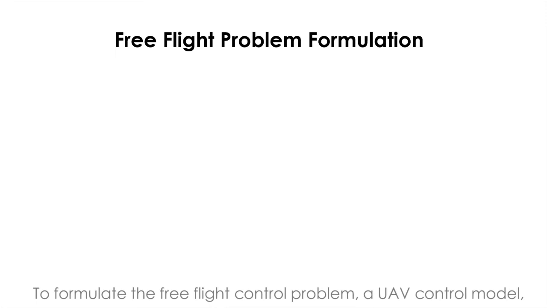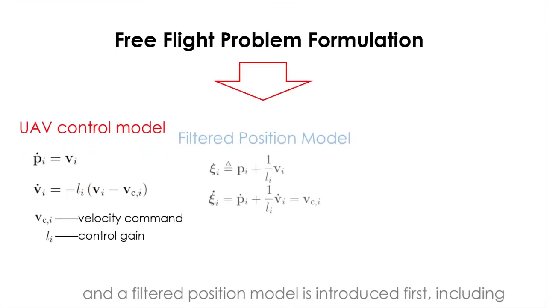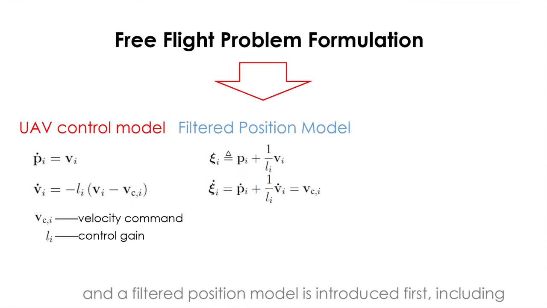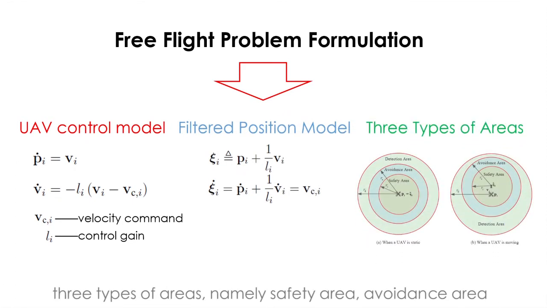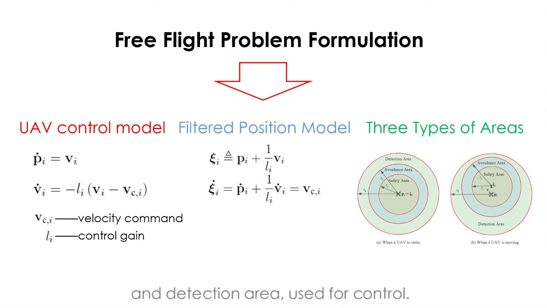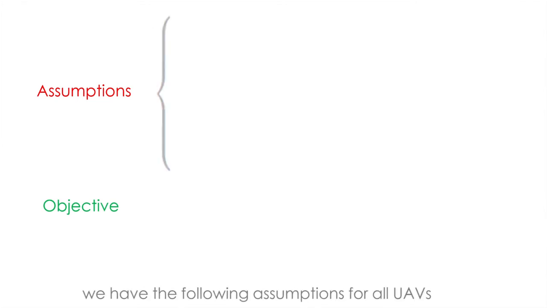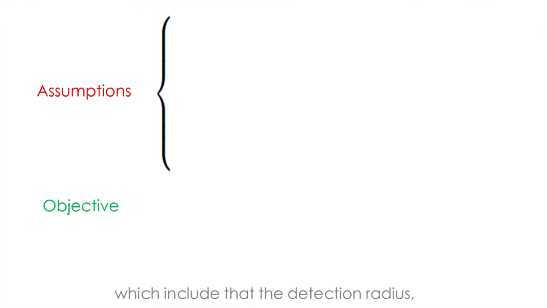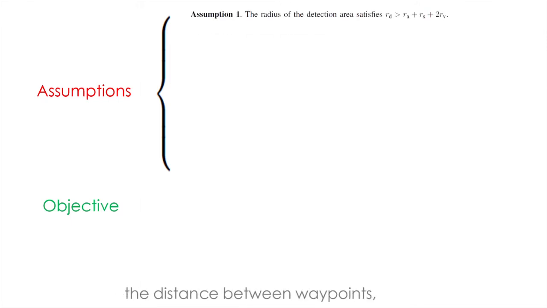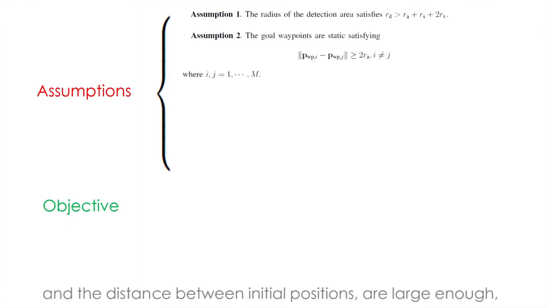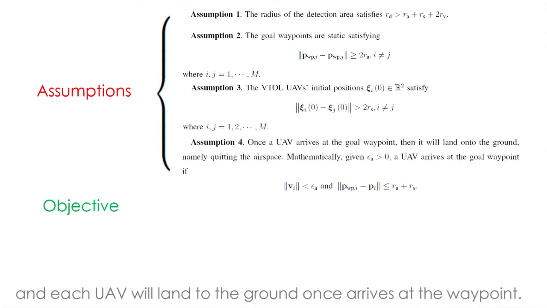To formulate the free flight control problem, a UAV control model and a filtered position model are introduced first, including three types of areas, namely safety area, avoidance area and detection area, used for control. To simplify the following problems, we have the following assumptions for all UAVs, which include that the detection radius, the distance between waypoints, and the distance between initial positions are large enough, and each UAV will land to the ground once it arrives at the waypoint.